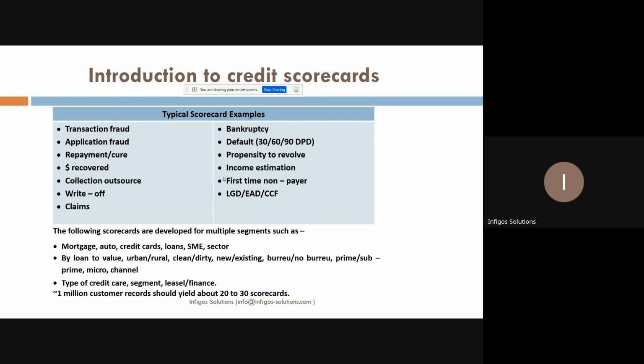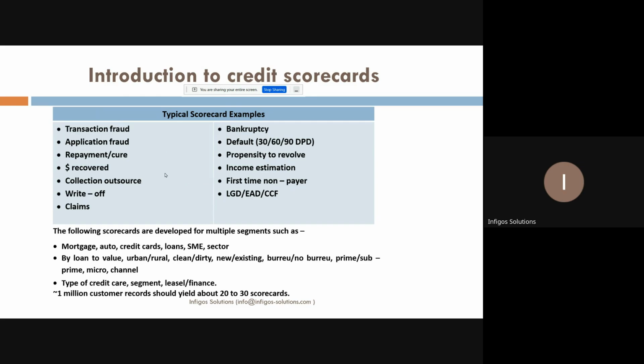And then the first time, you need to figure out whether the customer will pay or not. That also needs a scorecard. Scorecards are made for customers, and not just one scorecard. It will be for different segments. A segment could be based on the product, like mortgage, auto, credit card, loan, SME sectors, LTV, urban, rural, clean data, new data. So these are different kinds of scorecard examples.